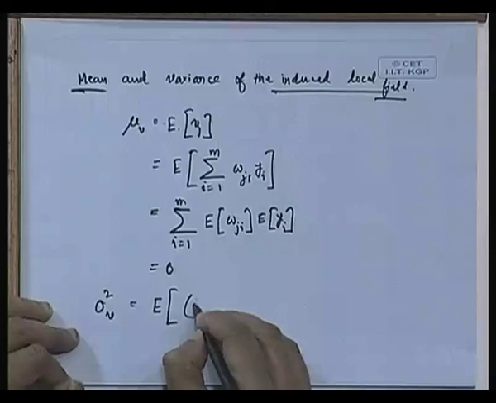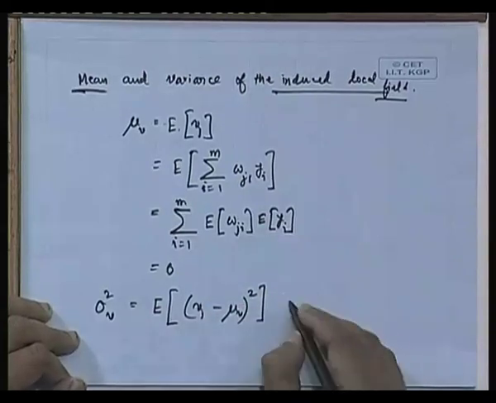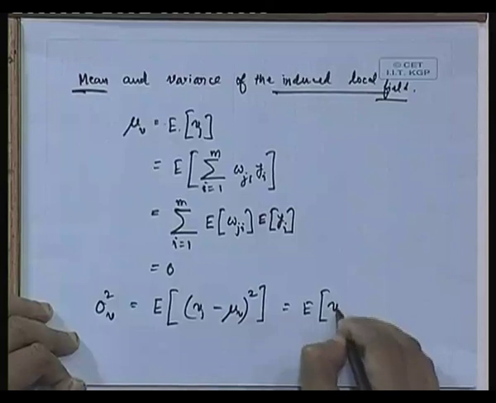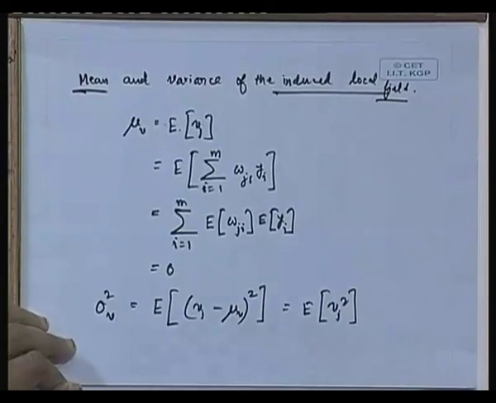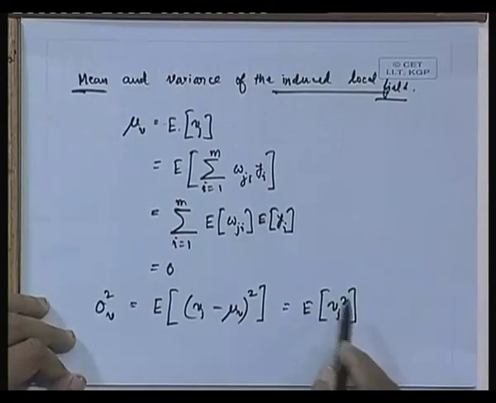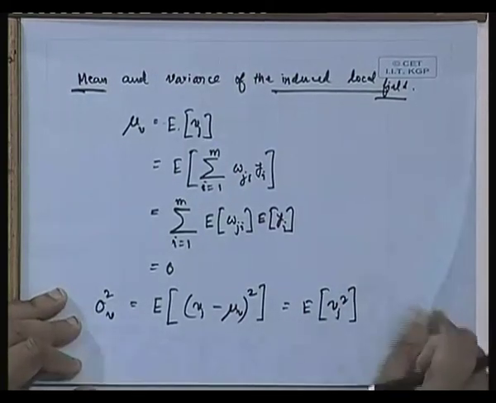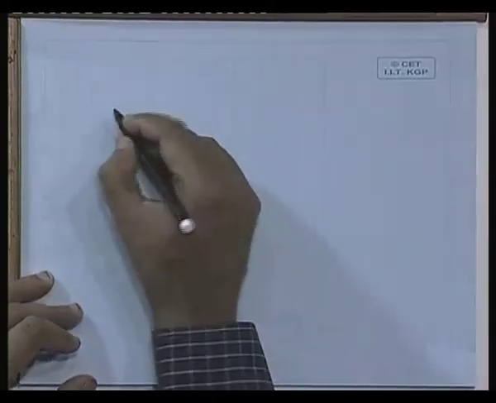So, sigma square v can now be expressed as the expectation of Vj minus mu v, square, and mu v in this case is equal to 0. So it is simply the expectation of Vj square. In the next slide I am going to substitute the expression for this Vj. Because it is the expectation of Vj square, I can express it as the product of two Vj's.